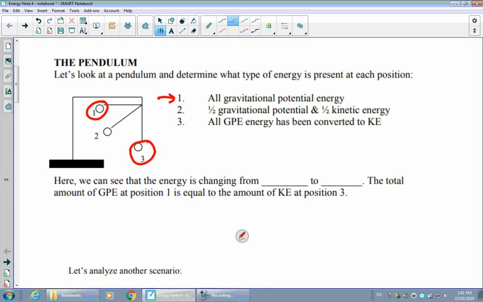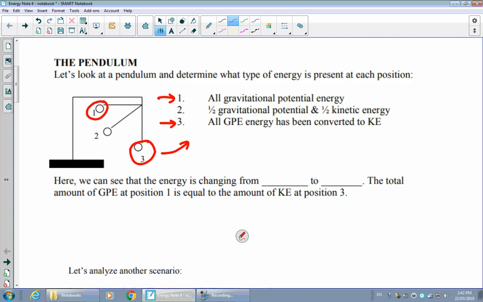And at that point, it's got no further that it can fall. It's the farthest that it could possibly fall, so there's no more height involved. So that means all of its gravitational potential energy has been completely converted into kinetic energy. So that point 3 at the bottom is where it's actually going to be going the fastest. And then, of course, from there, it wouldn't just stop. It would continue to swing back up in the other direction.